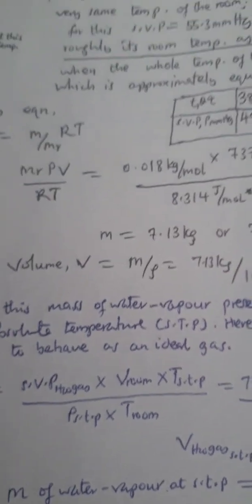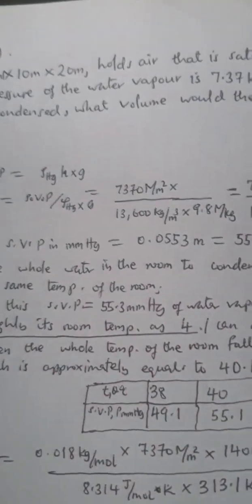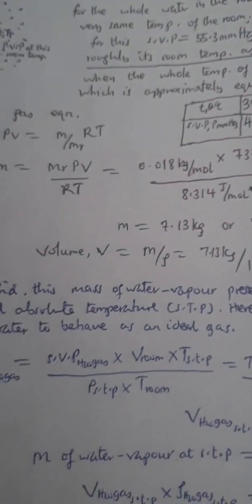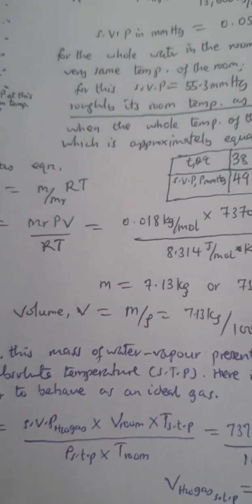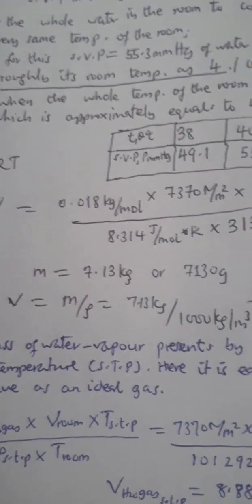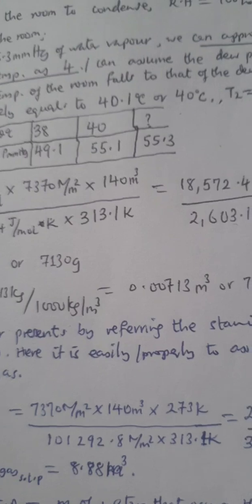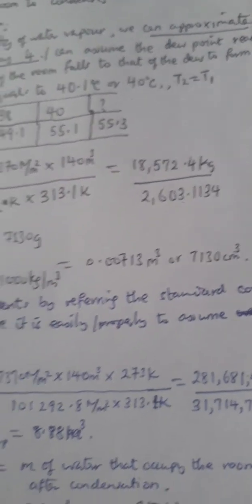And our question asks us to find the volume the water would occupy after condensation. The volume will be equal to mass divided by density, and from the calculations we have 0.00713 cubic meters.